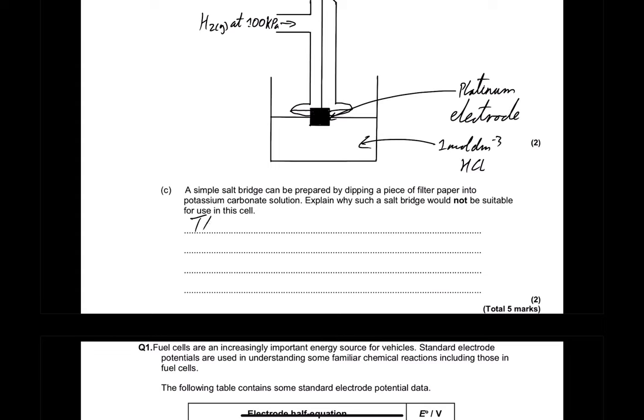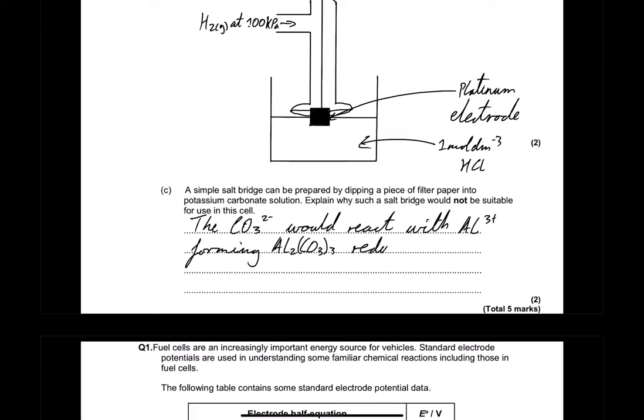So the carbonate ion would react with Al3+, forming Al2(CO3)3, aluminium carbonate, reducing the concentration of Al3+, affecting the results.